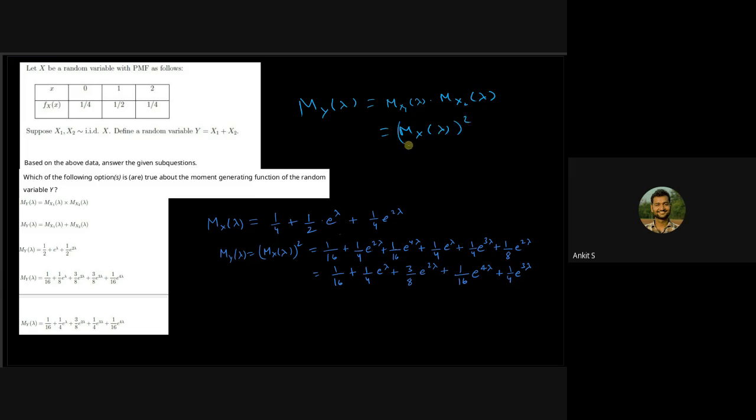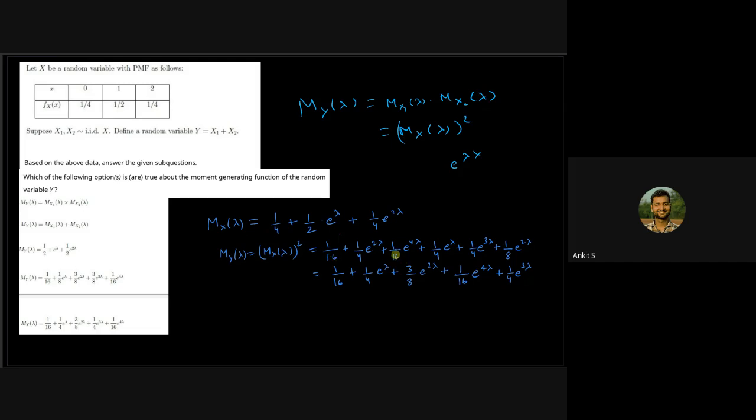Okay. And how do you calculate the MGF of x? You just multiply the function. What is the function? Function is e raised to the power lambda x. So e raised to the power lambda times 0 becomes 1, times the probability of that x, so 1 by 4. Then 1 by 2 times e raised to the power lambda. So 1 by 2 corresponds to 1, plus 1 by 4 times e raised to the power 2 lambda. So this is how you get the MGF of x. Then to calculate the MGF of y, you just square it and you will get it.